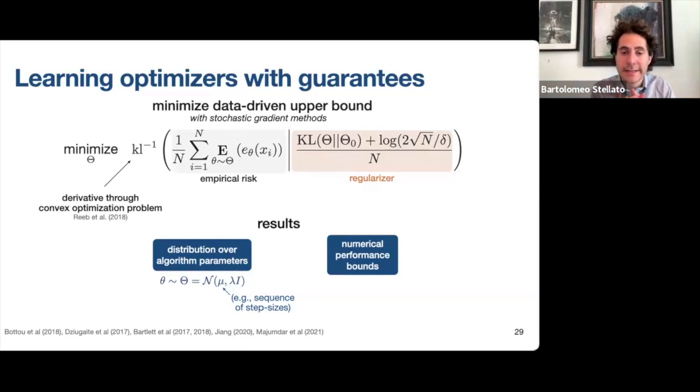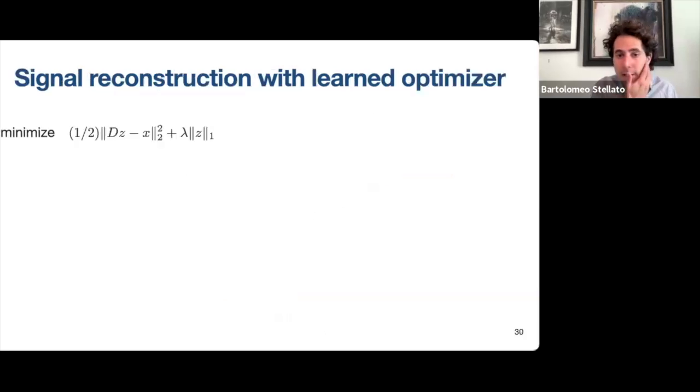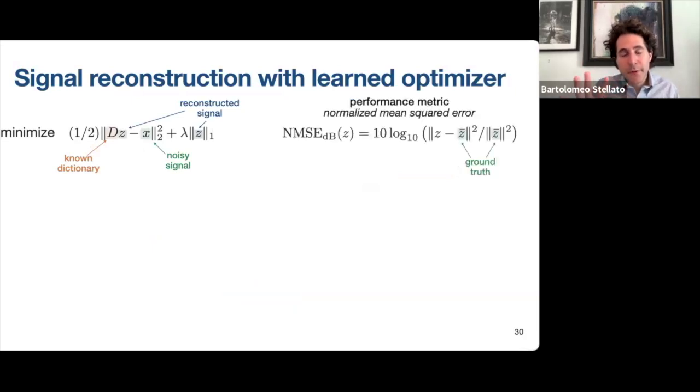The very interesting thing here is that we can directly use these bounds and get a sense of what happens for unseen samples. So let me go back now to show you just one example of how this works, in the interest of time. This is a signal reconstruction example, similar to before, where we have a noisy signal and a known dictionary, and we want to reconstruct a sparse representation of this signal. Here the performance metric is a normalized mean squared error between the iterate z and the ground truth. This is something we can do over synthetic data.